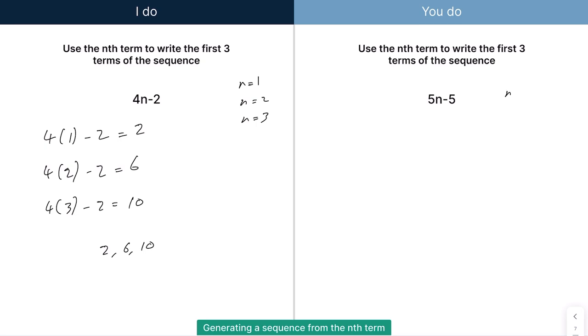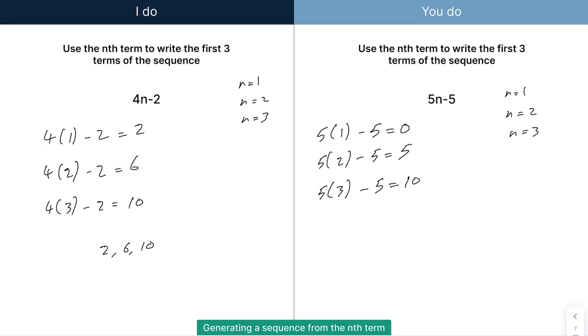Again, hopefully you pressed pause and had a go at this one here. So again, we want the first three terms. We substitute that in using brackets here. So that's just going to become 0. That is 10 minus 5, which is 5. And that is 15 minus 5, which is 10. So my answer here is 0, 5, and 10.